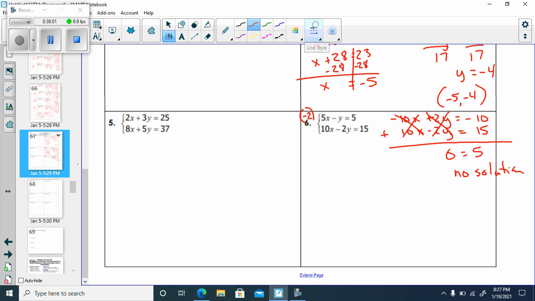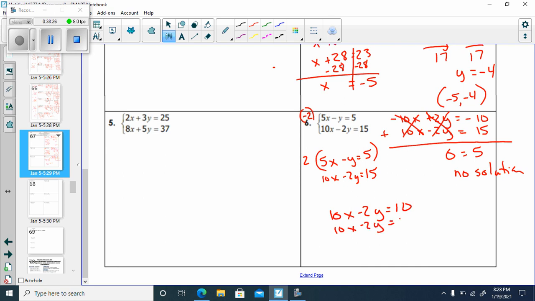If I'm looking at the equations that I'm dealing with here, I have 5x minus y equals 5 and 10x minus 2y equals 15. If I multiplied everything in the first one by 2, you get 10x minus 2y equals 10, and here you've got 10x minus 2y equals 15. Is that possible? Can 10x minus 2y equal both 10 and 15? No, it cannot. So there is no solution, right? Okay.